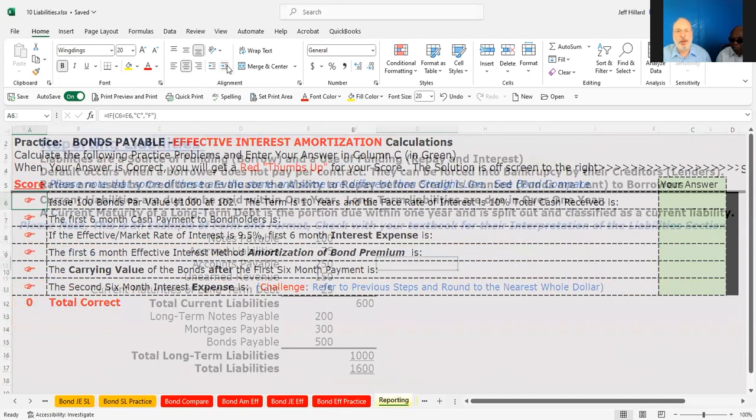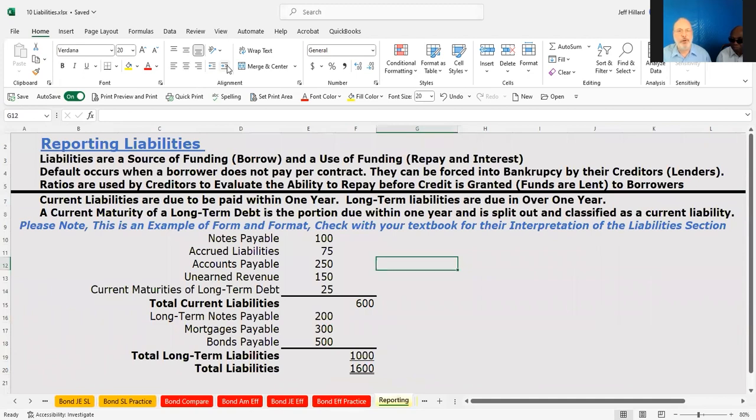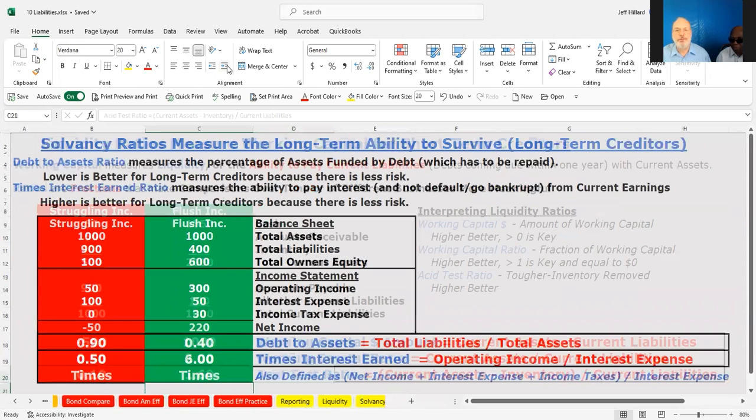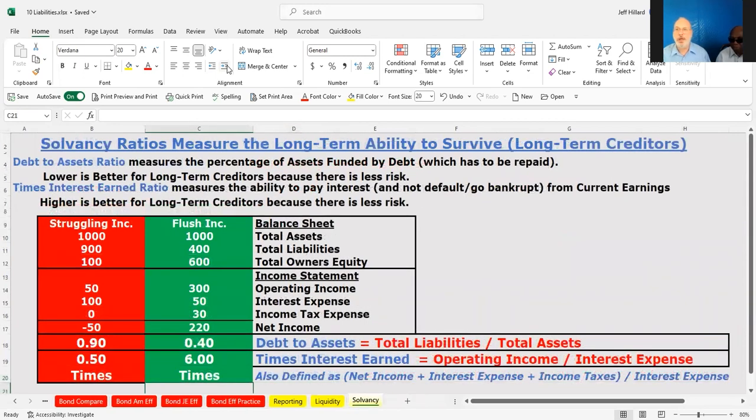And finally, we're going to show you a straightforward reporting of liabilities and work on liquidity ratios for short-term creditors, for Struggling Inc. and Flush Inc., and work through 3 ratios for liquidity and 2 for solvency, which is long-term creditors, and we're all done. See you inside.